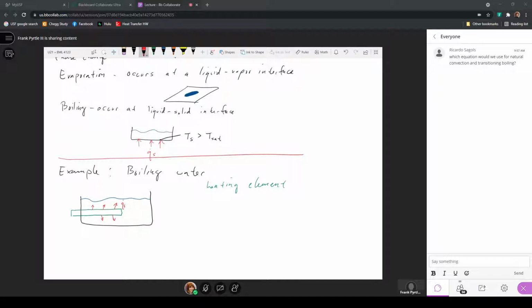nucleate boiling, or some nucleation of bubbles to occur from this surface so that we're generating vapor bubbles, meaning that we'll be able to take advantage of the heat transfer associated with phase change. If we don't produce any bubbles, we actually don't have any phase change occurring, so we wouldn't be able to take advantage of that change in phase from liquid to vapor.